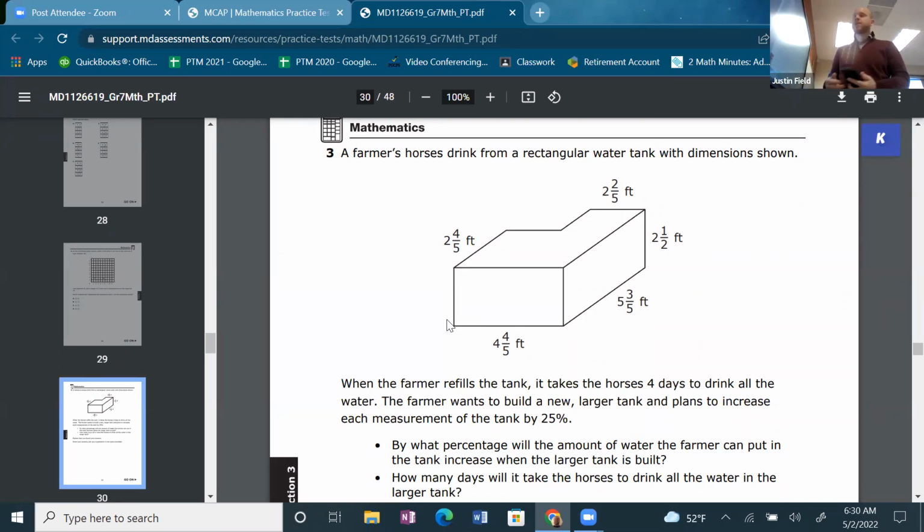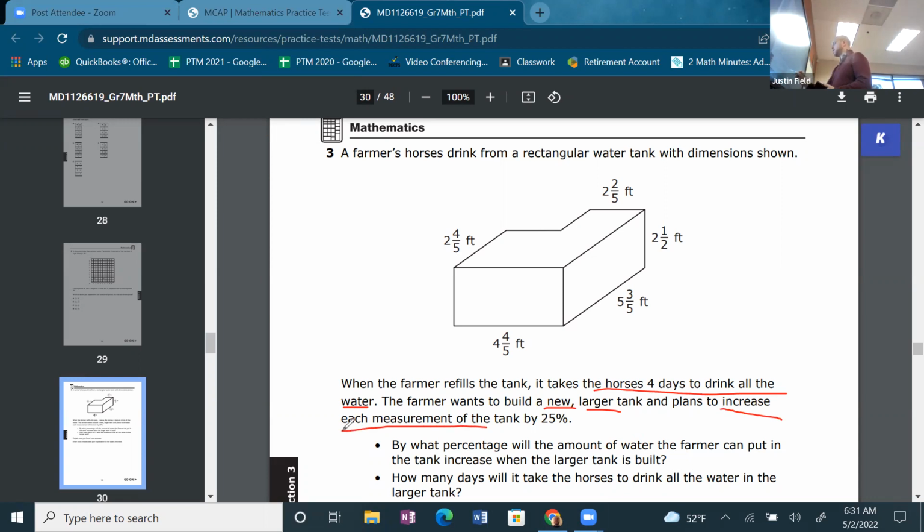Okay. A farmer's horse drinks from a rectangular water tank with the dimensions shown. When the farmer refills the tank, it takes the horse 4 days to drink all the water. The farmer wants to build a new, larger tank. It plans to increase each measure of the tank by 25%. So that means side times 1.25.